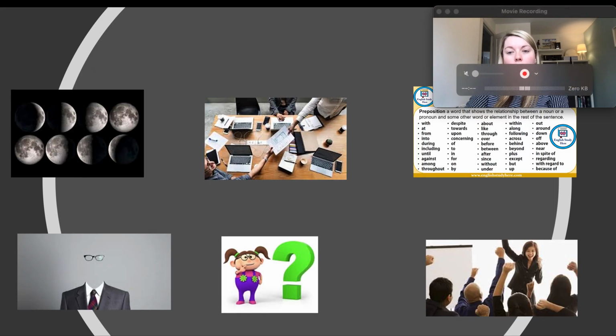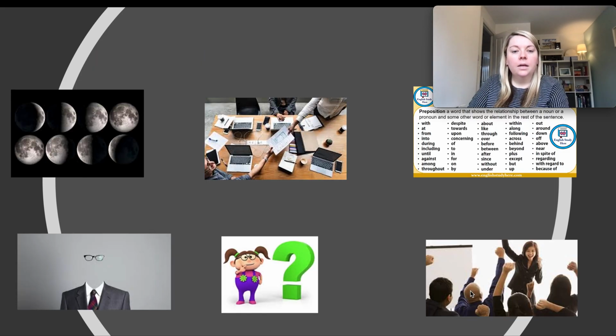Let's have a look at the hot words. So here are your hot words. Have a little pause here and have a guess of what the words might be and how to spell them. So the hot words are, first of all, phase, and this picture shows the moon in different phases. The next one is invisible.